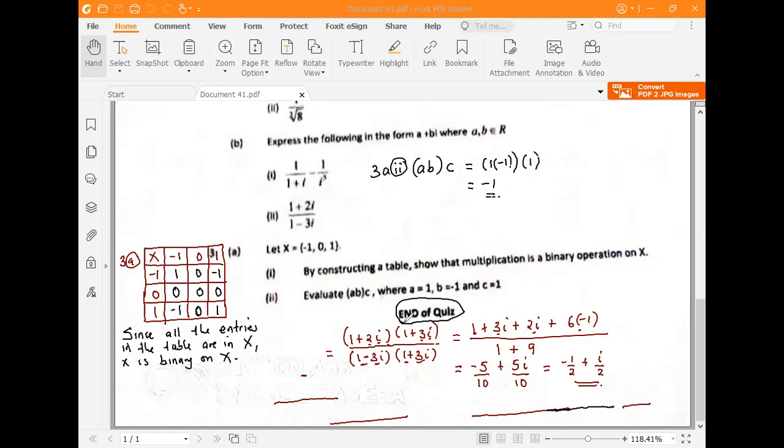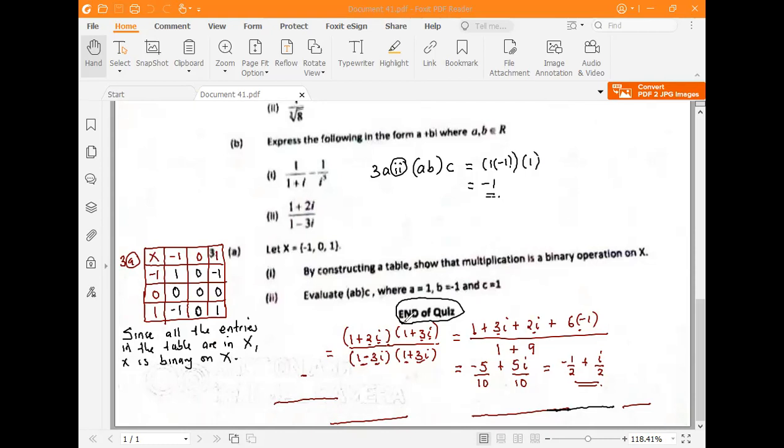Sir, sorry for taking you back a bit. Do you mind doing question 2? Question 2, A or B? A2, yes, 1 over cube root of 8. Yes, sir.